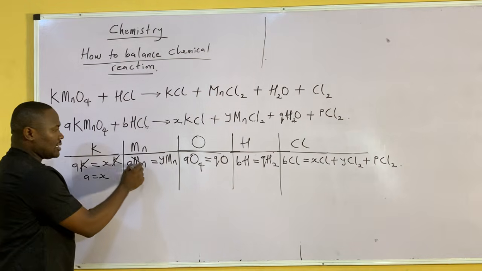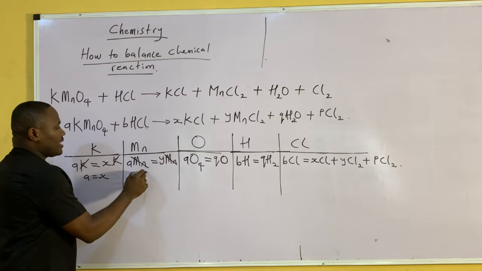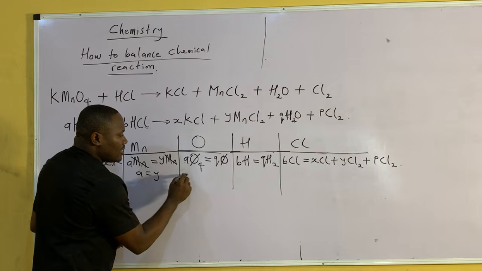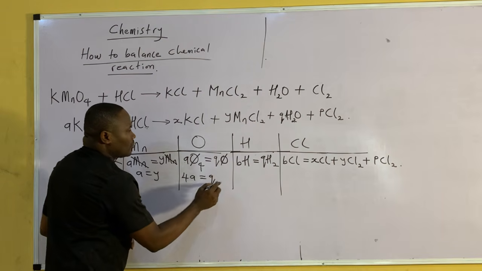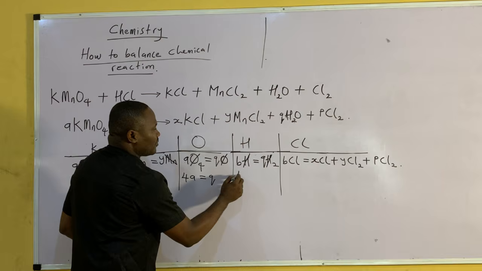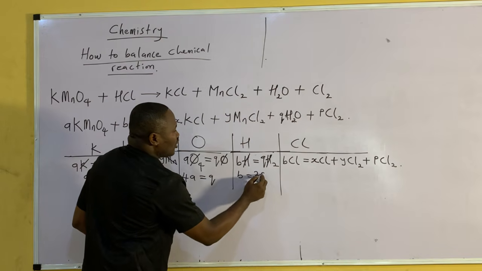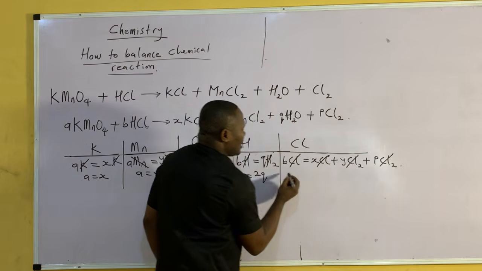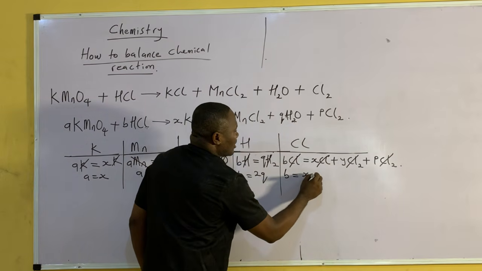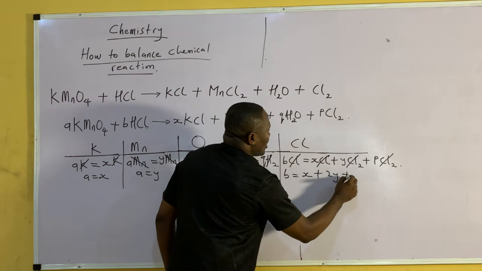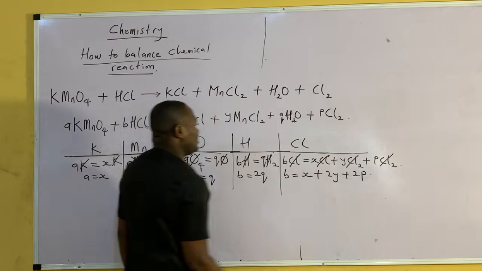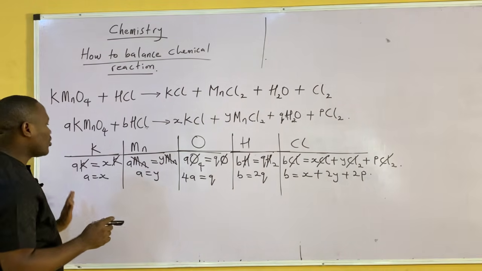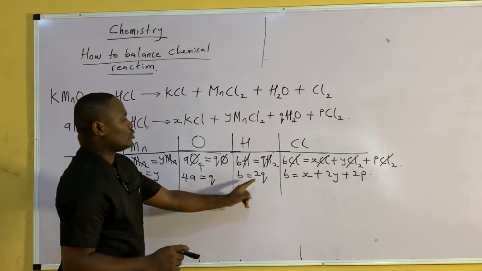Now I have cancelled this already. I have A equals X. This cancels out this. I have A equals Y. This cancels out this. 4 times A is 4A equals Q. This cancels out this. I have B equals 2 times Q, 2Q. This takes off this, takes off this, takes off this. I have B is equal to X plus 2Y plus 2P. That's what I have.